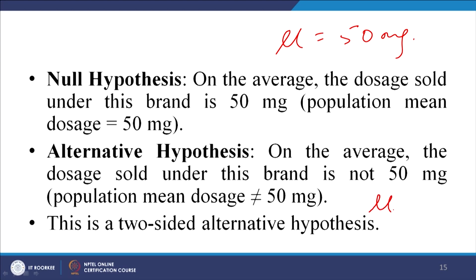So, my mu is not equal to 50 milligram, right. So, is this a one or two tailed hypothesis? As it is "not equal to", it can be less than, it can be greater than. Therefore, it is a two tailed hypothesis. Okay. Now, I would suggest kindly do this exercise with me, right.